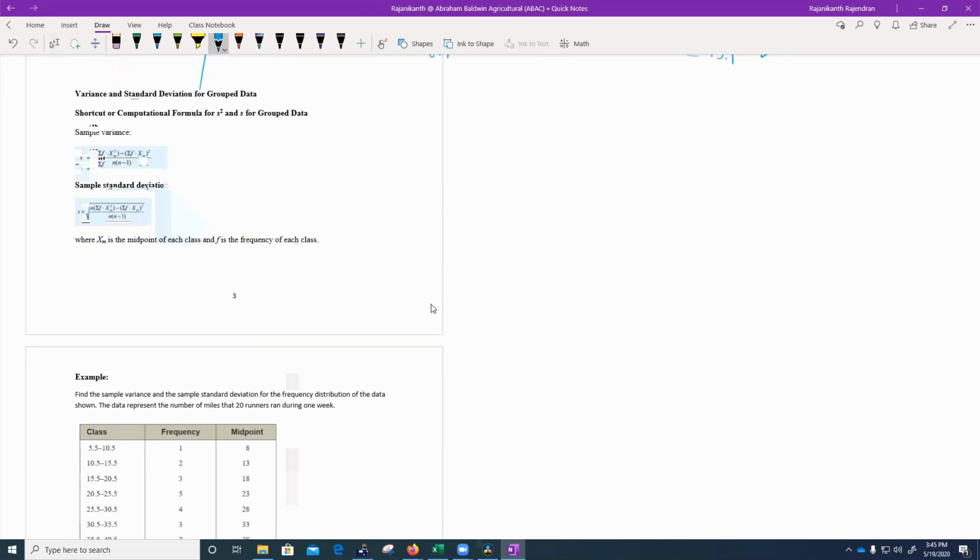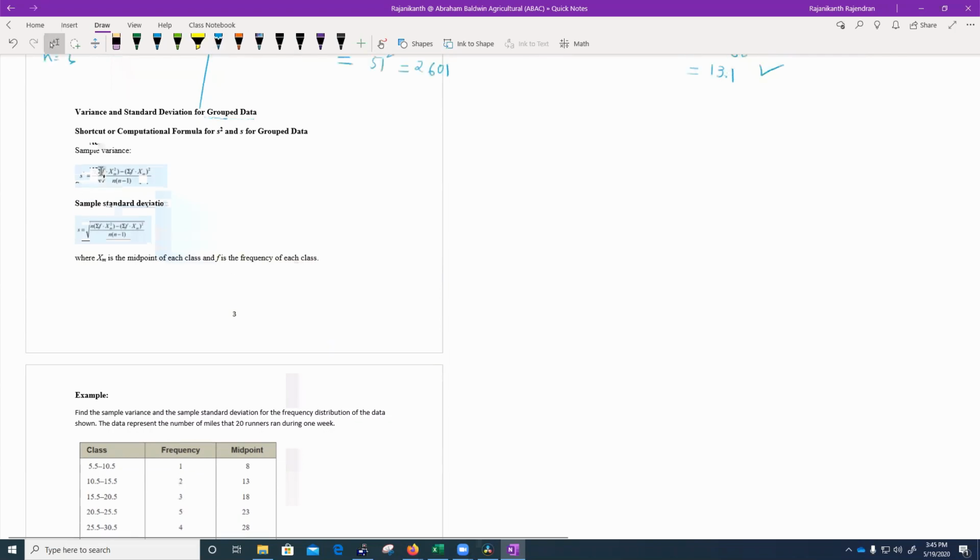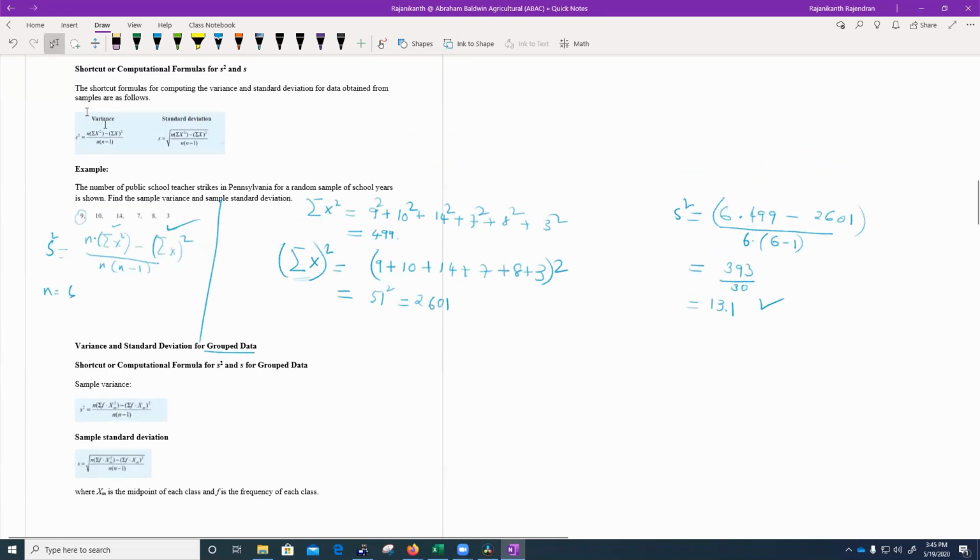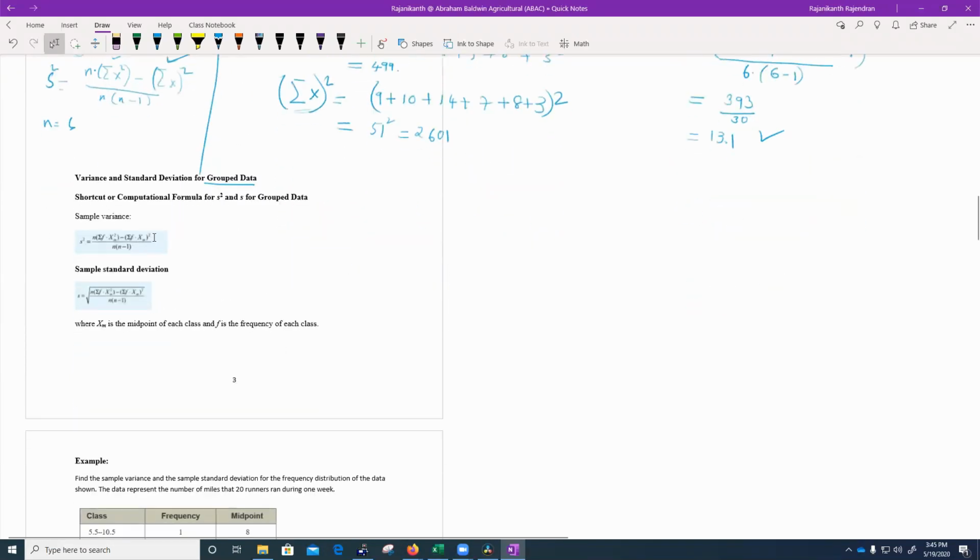Suppose you are given a grouped frequency distribution table, then how do you find the sample variance and the sample standard deviation? Well, you have two sets of formulas here, like earlier we had for the raw data set. This is a similar formula to what we had for raw data, but now we have a grouped frequency distribution. Therefore, I need to introduce the frequency and the midpoints here. So you could use this formula to find the sample variance and the sample standard deviation, right?